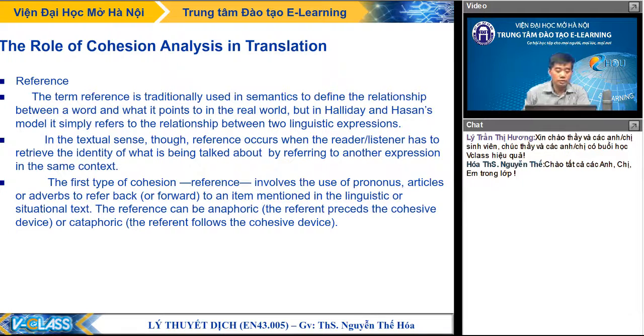Now we go into detail on some aspects of cohesion analysis. The term reference is traditionally used in semantics to define the relationship between the word and what is pointed to in the real world, but in Halliday and Hasan's model, it simply refers to the relationship between 2 linguistic expressions. In the textual sense, a reference occurs when the reader or listener has to retrieve the identities of what is being talked about by referring to another expression in the same context.